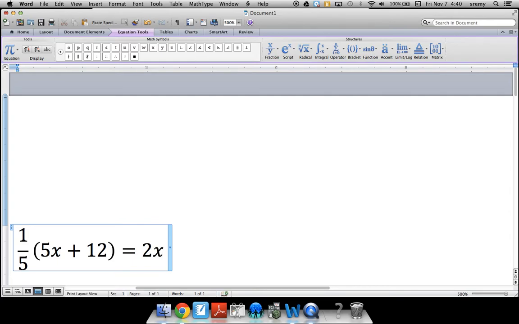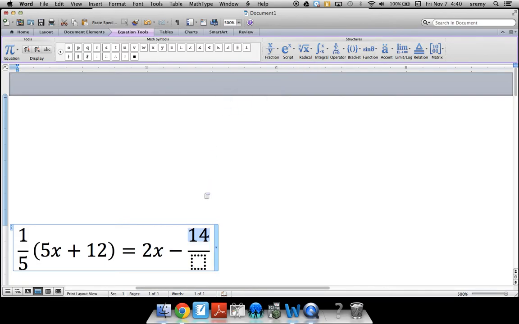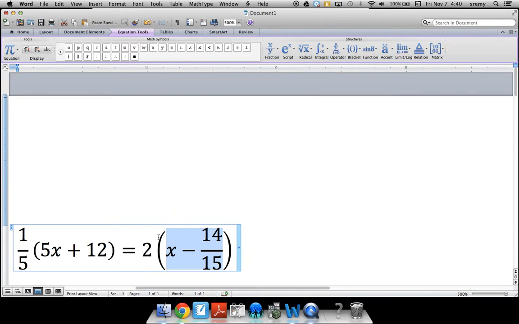So let's say we have this. Now, I want this 14 to be a fraction, so I'm going to highlight it, go up to fraction, and it will make that the numerator of my fraction. And if I want this part here in parentheses, I can highlight it and tell the computer to put parentheses around it. So you'd go up to bracket, and it would be this first one here. And see how it made the parentheses a little bit bigger than the others? That's because it knew that there was this big, tall fraction over there.